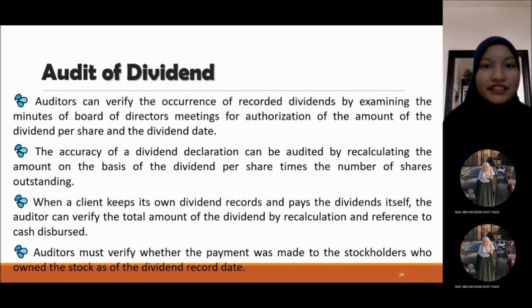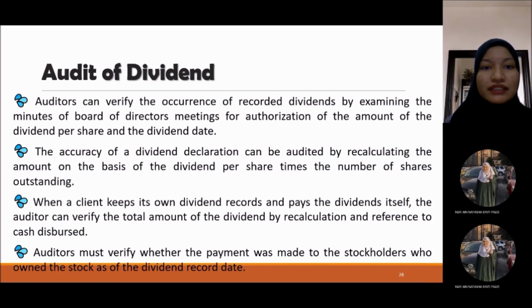Auditors can verify the occurrence of recorded dividends by examining the minutes of Board of Directors meetings for authorization of the amount of dividend per share and the dividend date. While doing so, the auditor should be alert to the possibility of unrecorded dividends declared, particularly shortly before the balance sheet date. A closely related audit procedure is to review the audit permanent file to determine whether restrictions exist on the payment of dividends in bond indenture agreements or preference share provisions.